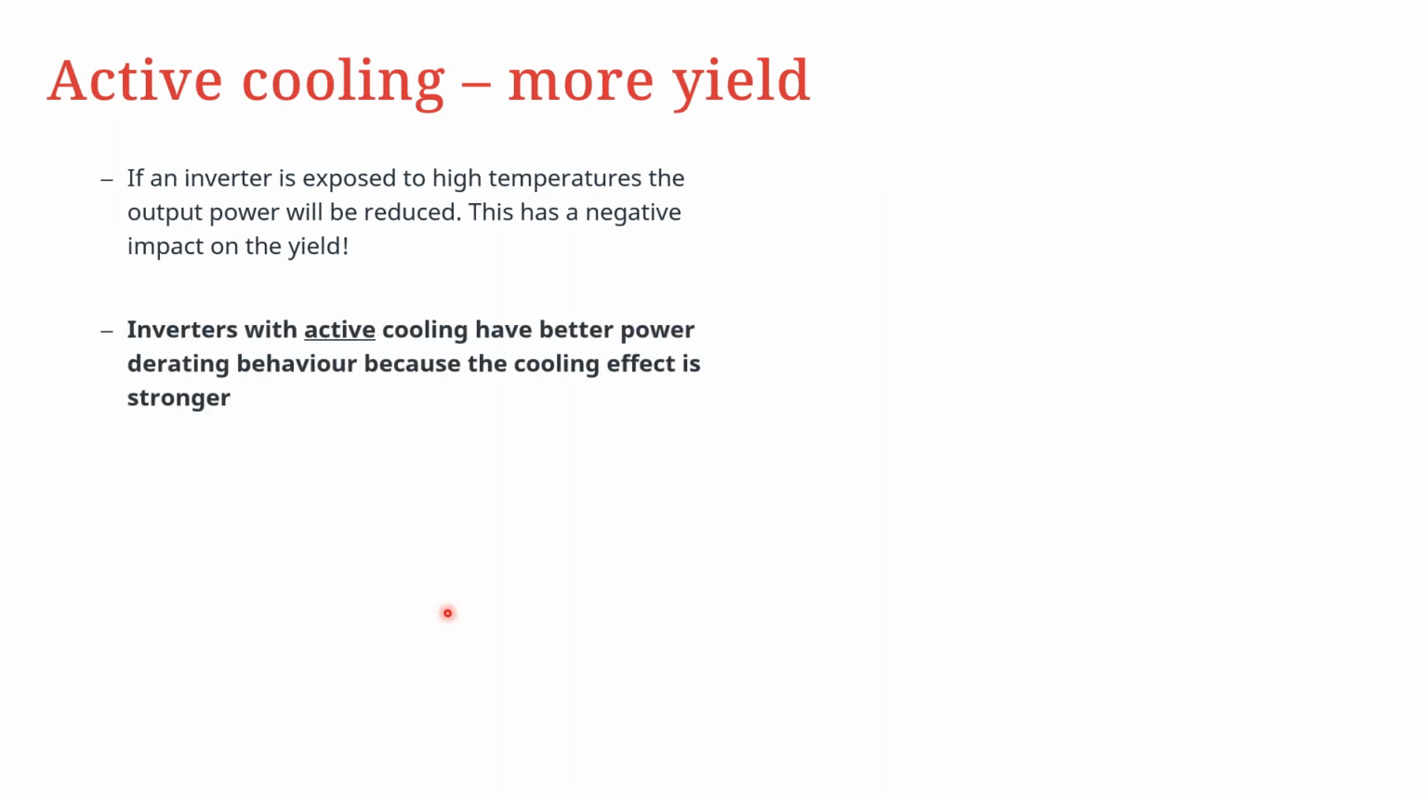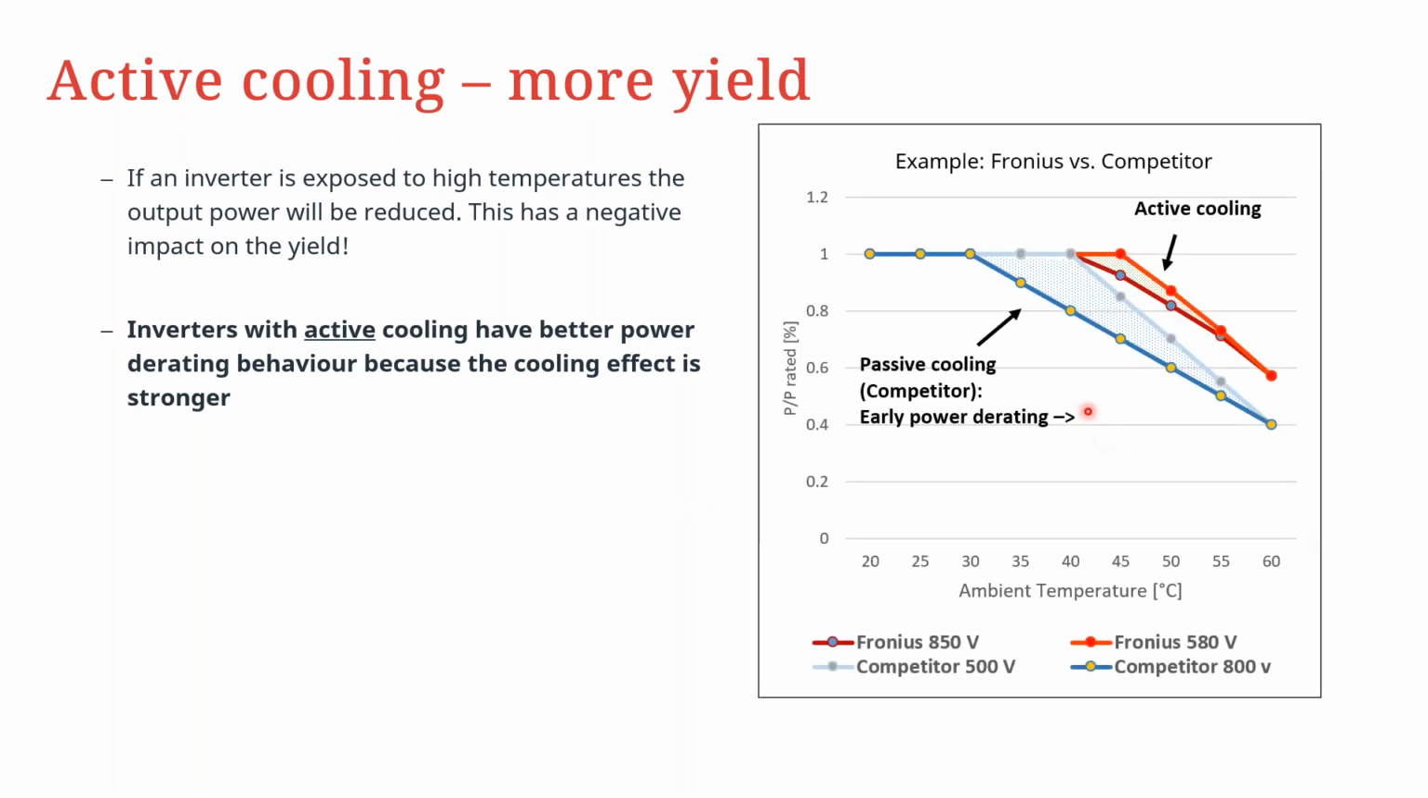But inverters with active cooling have better power derating behavior because the cooling effect is stronger than with passively cooled inverters. In this graph, we can see a comparison between a Fronius actively cooled inverter and a passively cooled competitor. We can also consider different input voltages, because the input voltage, depending on the ambient or operating temperature, is also a factor to consider.